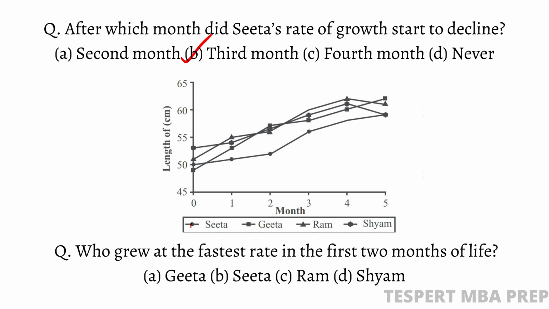Who grew at the fastest rate in the first 2 months of life? So among these four, who has the fastest growth rate in the first 2 months? So if you observe for Seeta, after 2 months, it has become around 52 centimeters, right? Whereas if we move on to Geeta's graph, it is almost close to 58 centimeters. If we move on to Ram, it's close to 55 centimeters, and if we move to Shyam, it's almost 56 centimeters. So by observation, we can say that among all the infants, Geeta is the only child whose length was minimum at initial, but after 2 months, her length is maximum. Hence, her growth is maximum among all these infants.